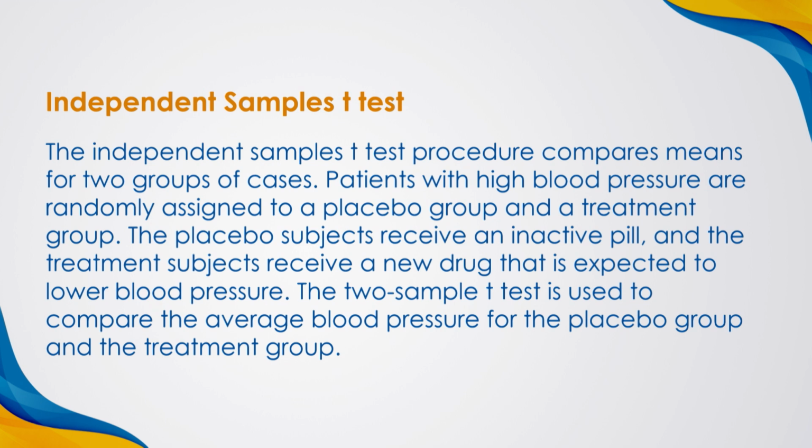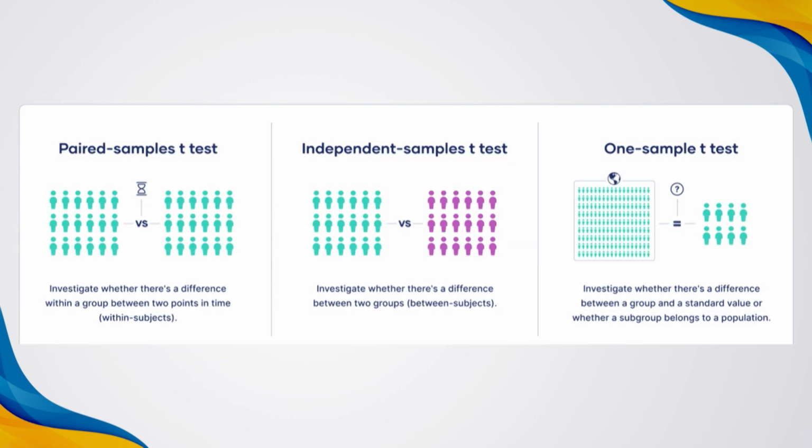In this figure, paired samples t test is used to investigate whether there is a difference within a group between two points in time, and independent samples t test is used to investigate whether there is a difference between two groups, and also one sample t test is used to investigate whether there is a difference between a group and a standard value or whether a subgroup belongs to a population.